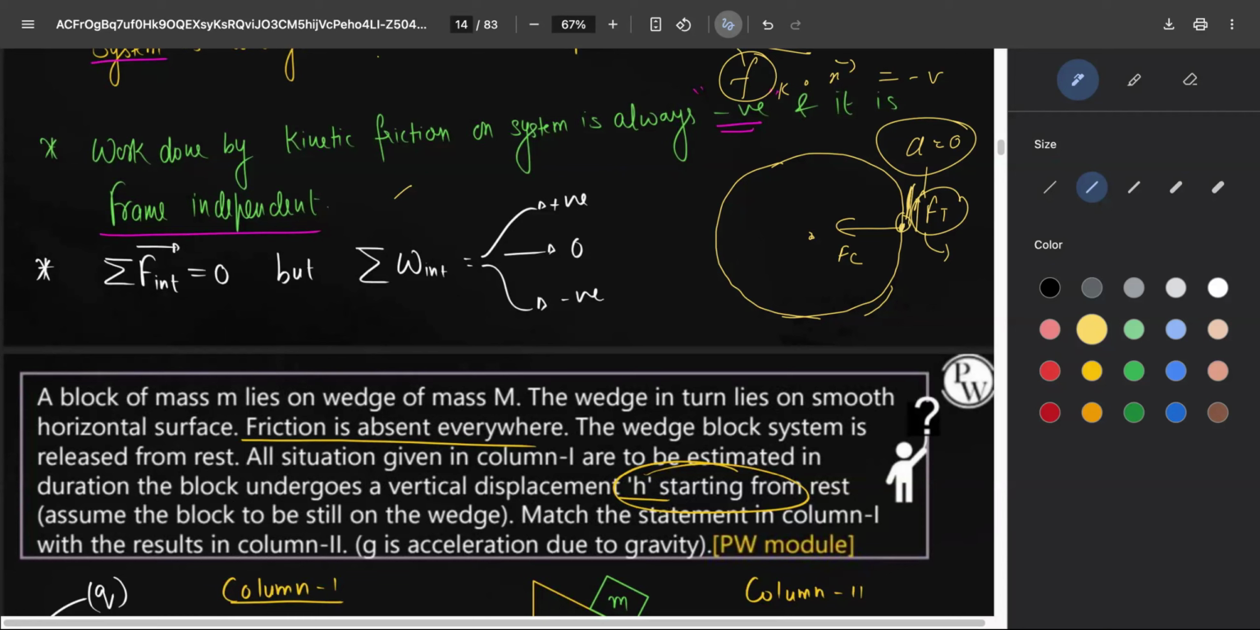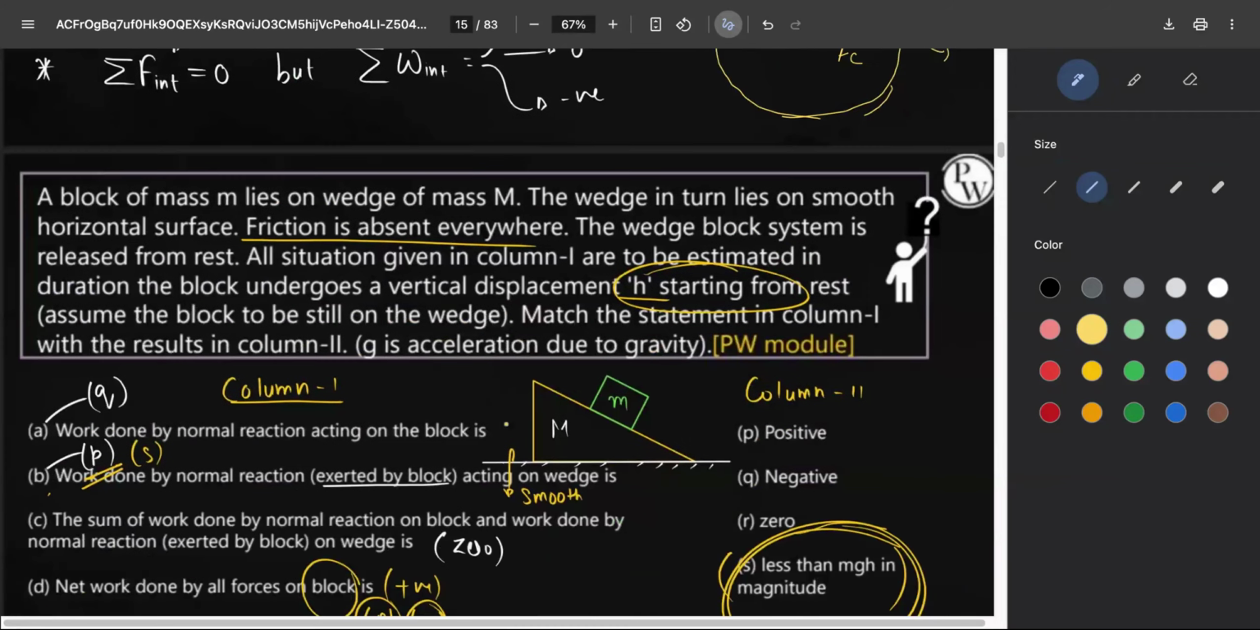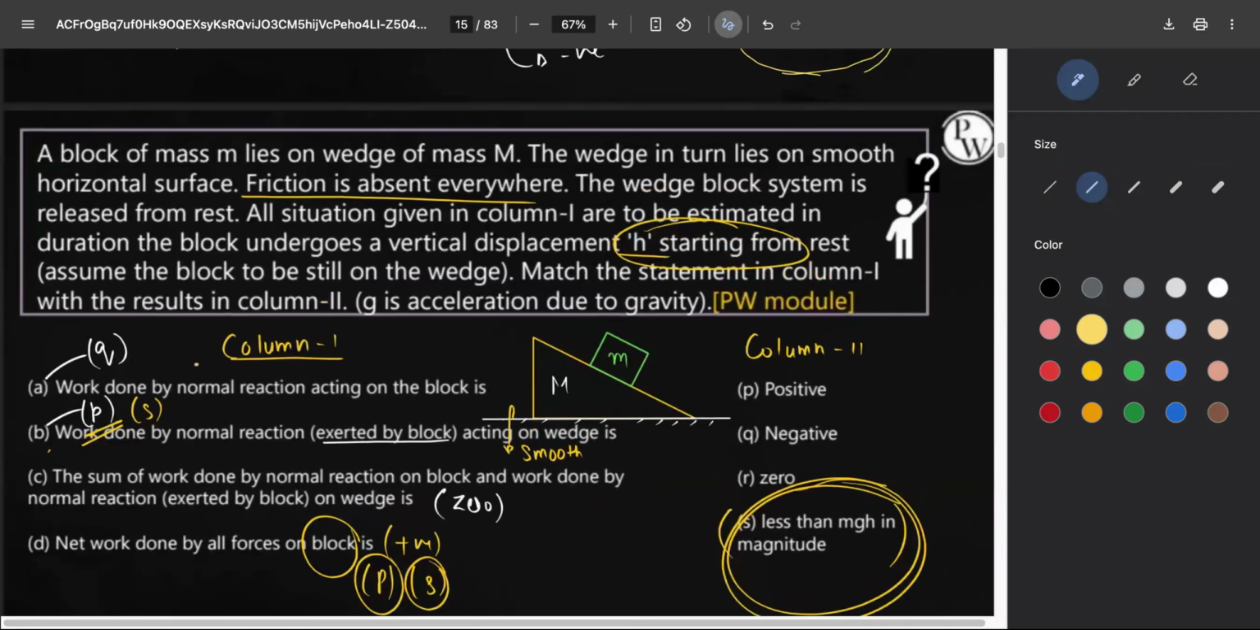You can look at this problem once. Options are given actually. So you can just read this problem once and let me know if you can read out these options and do a correct matching. Just let me know if you can do that. Okay.